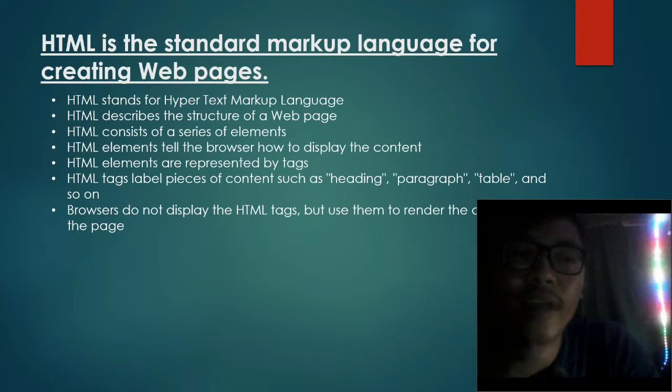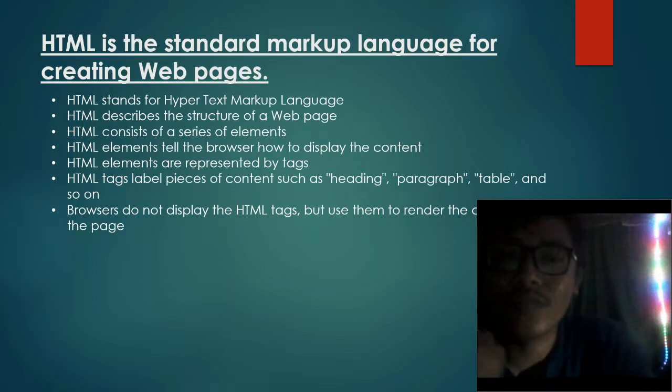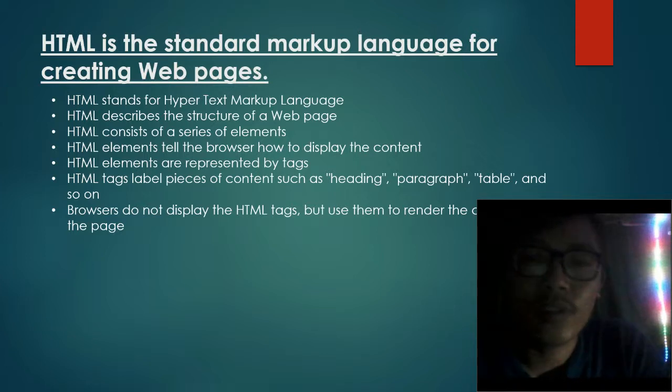HTML describes the structure of a web page. HTML consists of a series of elements. HTML elements tell the browser how to display the content. HTML elements are represented by tags, and you have to use tags when you are learning HTML. HTML tags label pieces of content such as heading, paragraph, table, and so on. Browsers do not display the HTML tags but use them to render the web pages.